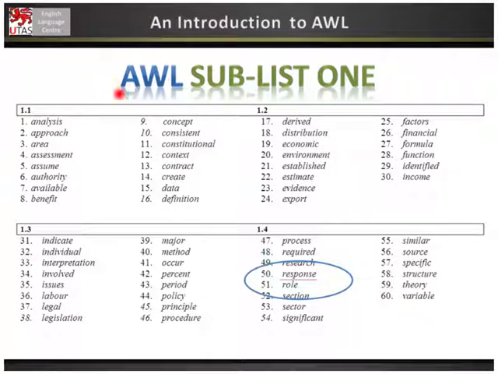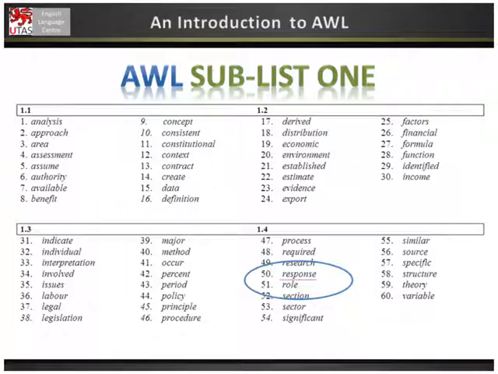Okay, so how do I go about learning the AWL? Each AWL sublist is divided into 4 smaller groups. So we have sublist 1, 1.1, 1.2, 1.3 and 1.4. Each of these groups is 16 words long.